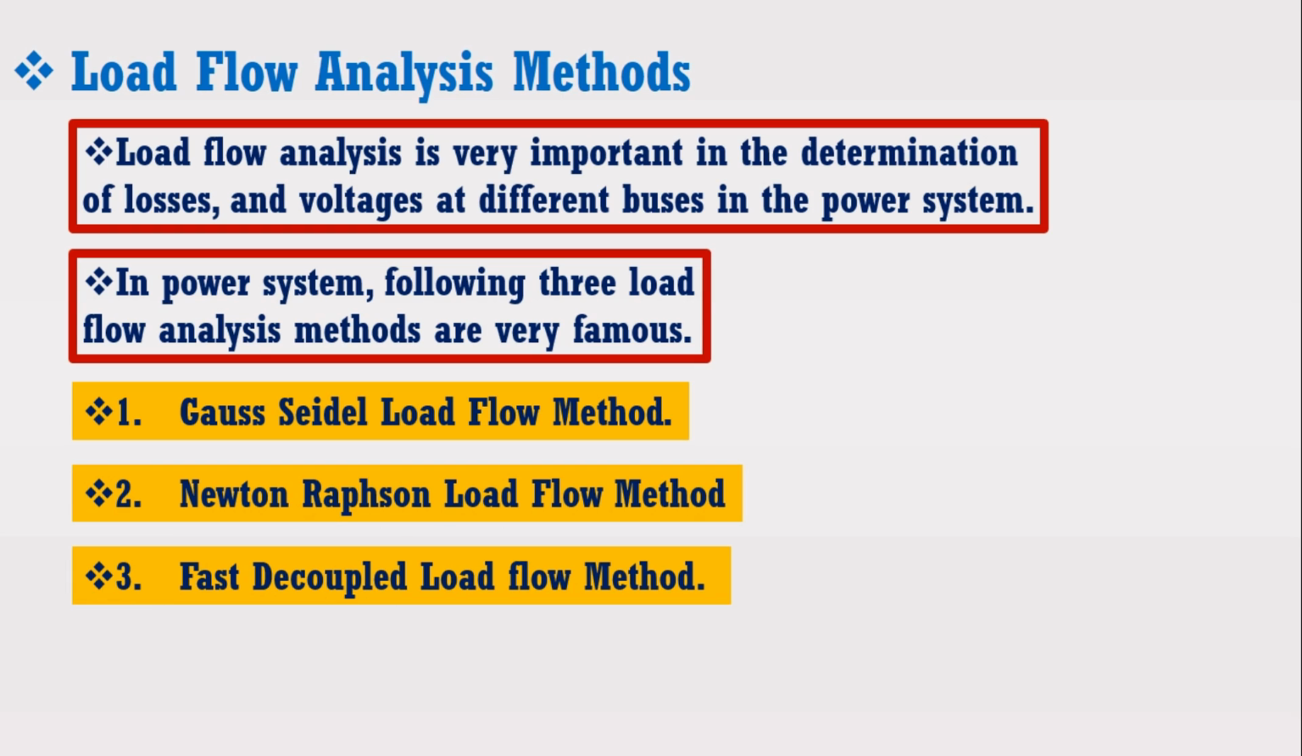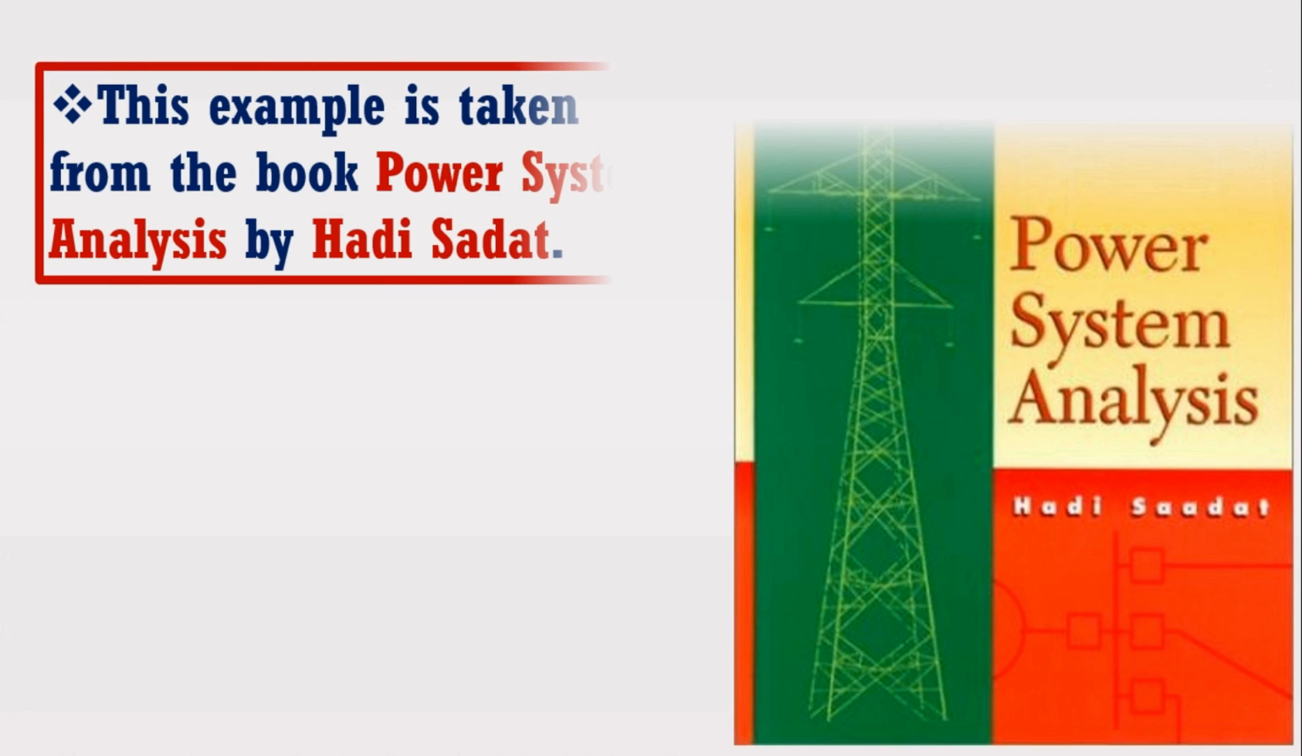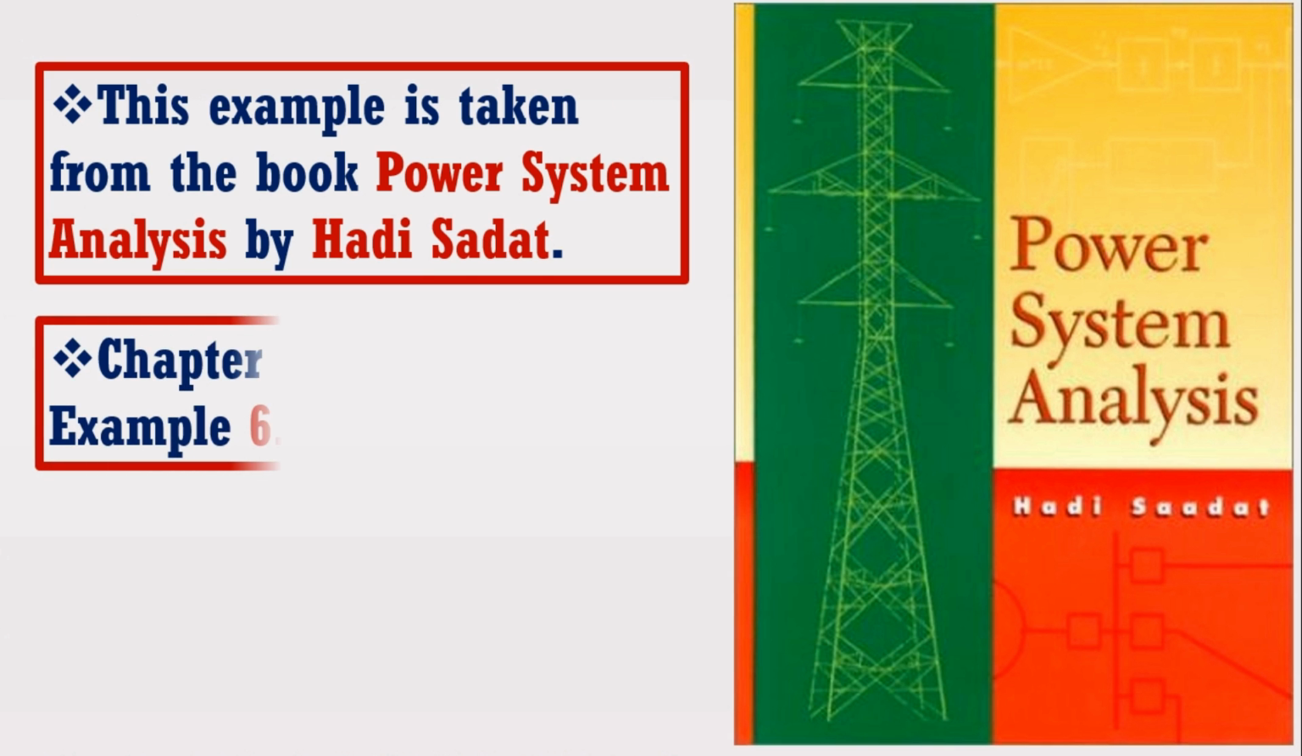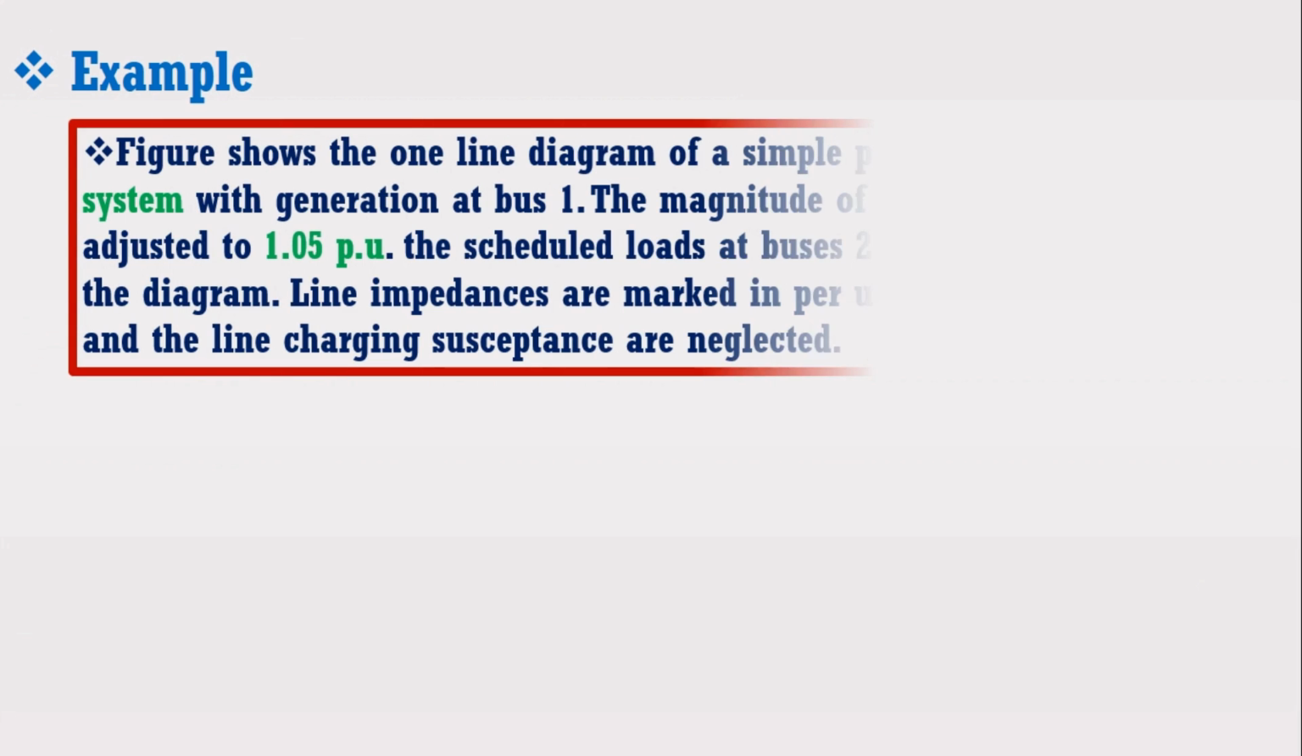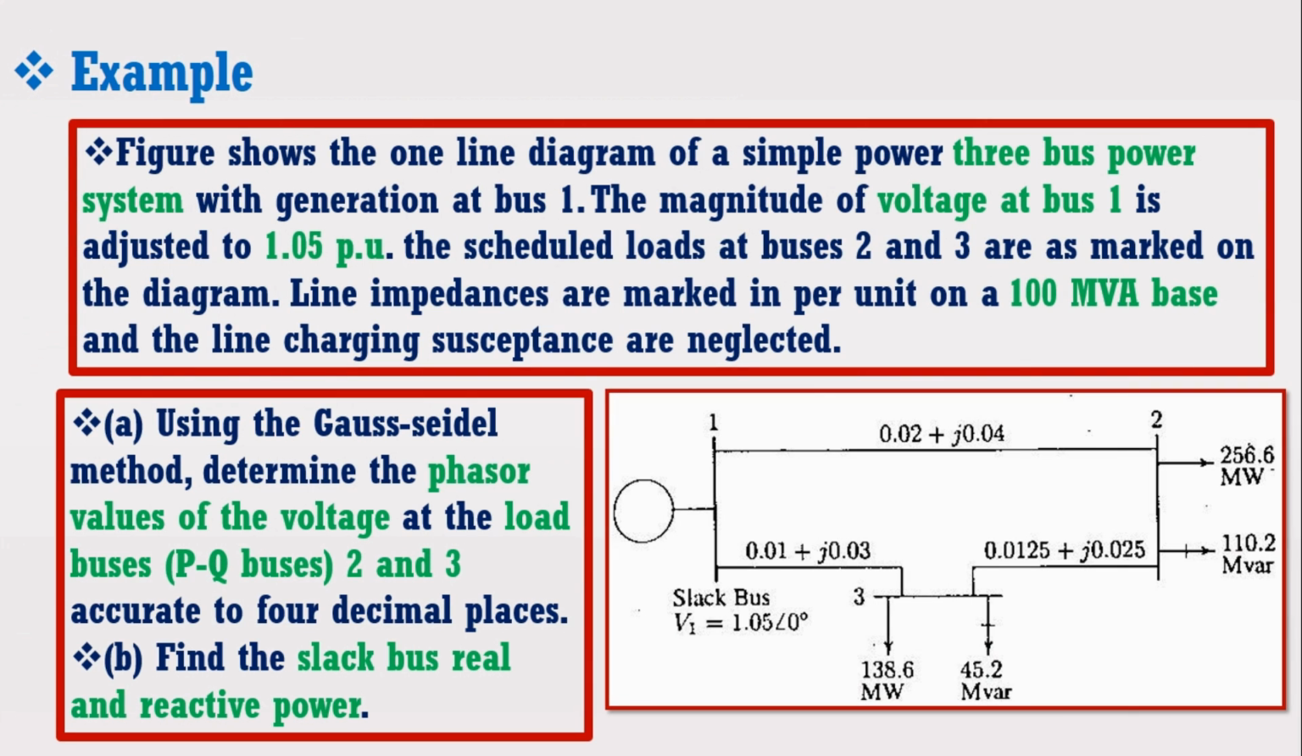For this purpose, I have taken an example from the book Power System Analysis by Hadi Sadat, Chapter 6, Example 6.7. Consider the example figure which consists of a generator at bus 1 and three transmission lines with their impedances given in per unit. Among the three buses, bus 1 is the slack bus whereas buses 2 and 3 are load buses.